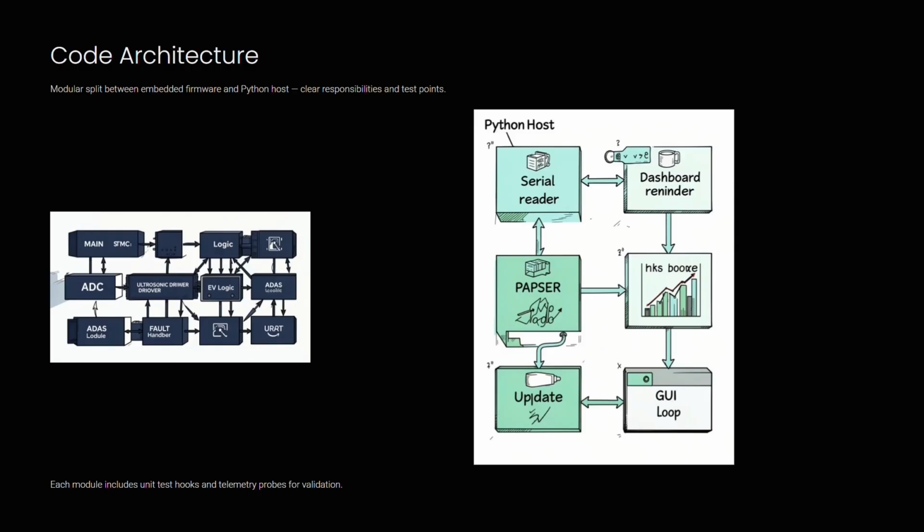Code architecture. Our code is organized into clear layers. The firmware handles sensor communication and safety logic separately. And on the computer side, Python is split into three simple parts: reading the data, understanding it, and updating the screen.